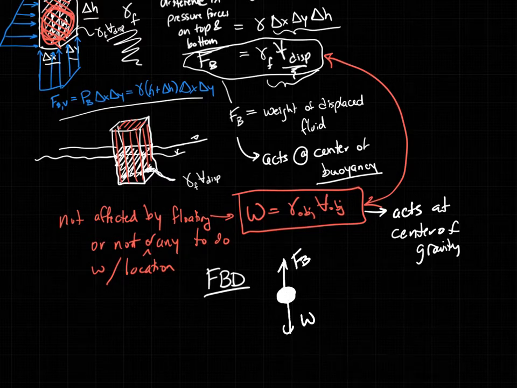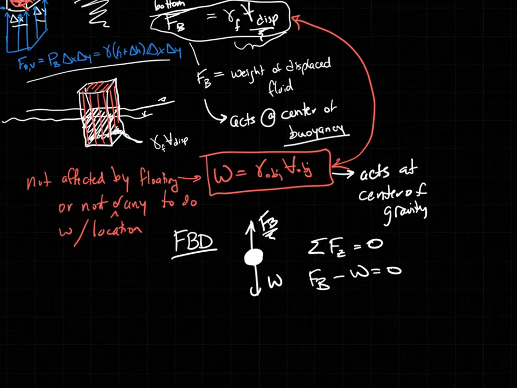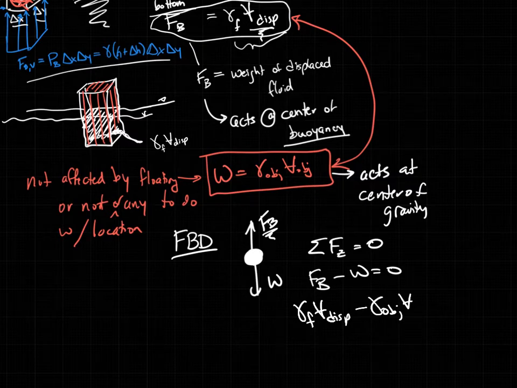Now remember, once we have this buoyancy force, we're not going to draw the pressure on top or the pressure on bottom. That would be double counting. Those are included in this buoyancy force, so do not do both. Once we have this, the sum of forces in z equals 0. Force of buoyancy minus the weight equals 0. That's gamma of the fluid times the volume displaced, minus the weight, which is gamma of the object times the volume of the object, equals 0.